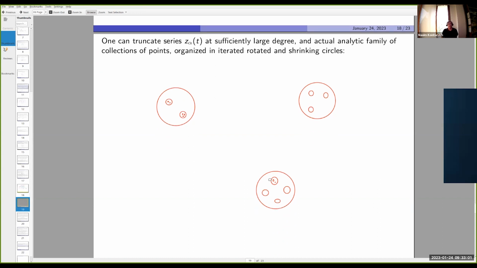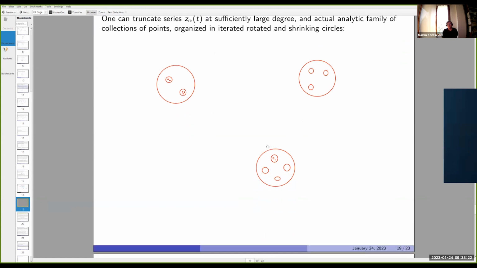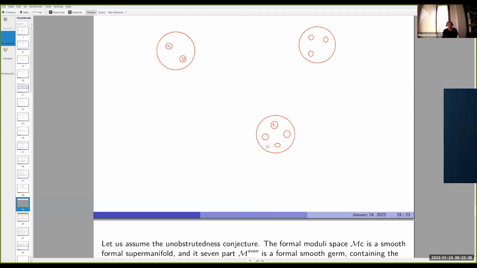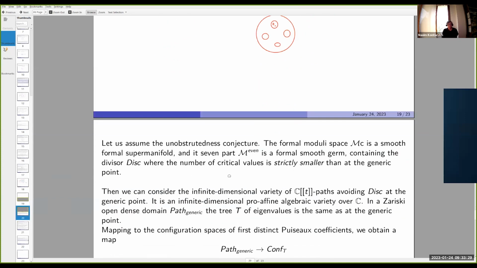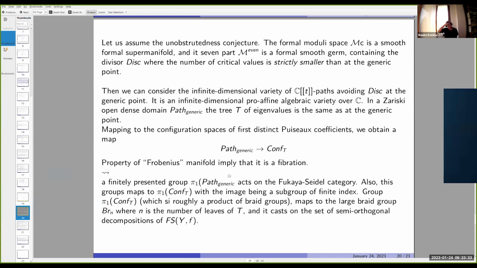What goes on is this collection of distinct Puiseux series. And if you get such a picture, it's clear that one can speak about Gabrielov path and so on. So one can imagine that we get a certain semi-orthogonal decomposition associated with Gabrielov path. So let's assume we have this unobstructedness. It's a basic example for us.